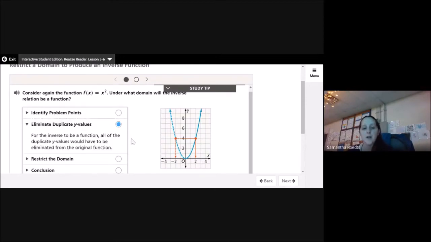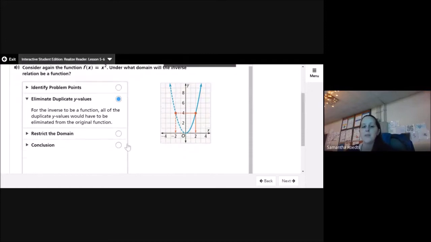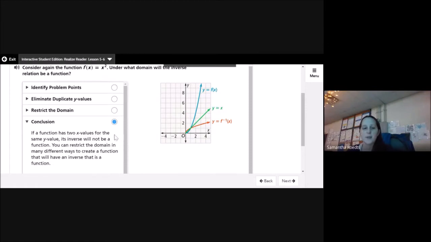For the inverse to be a function, all of the duplicate y values would have to be eliminated from the original function. I restrict the domain of f to be x is greater than or equal to 0. So if a function has 2 x values for the same y value, its inverse will not be a function. You can restrict the domain in many different ways to create a function that will have an inverse that is a function. So here's my original.